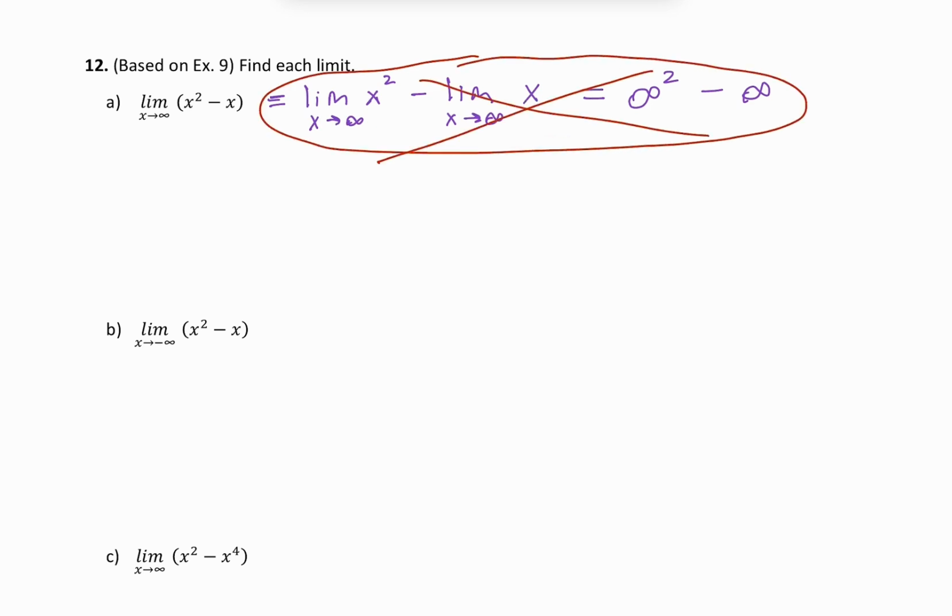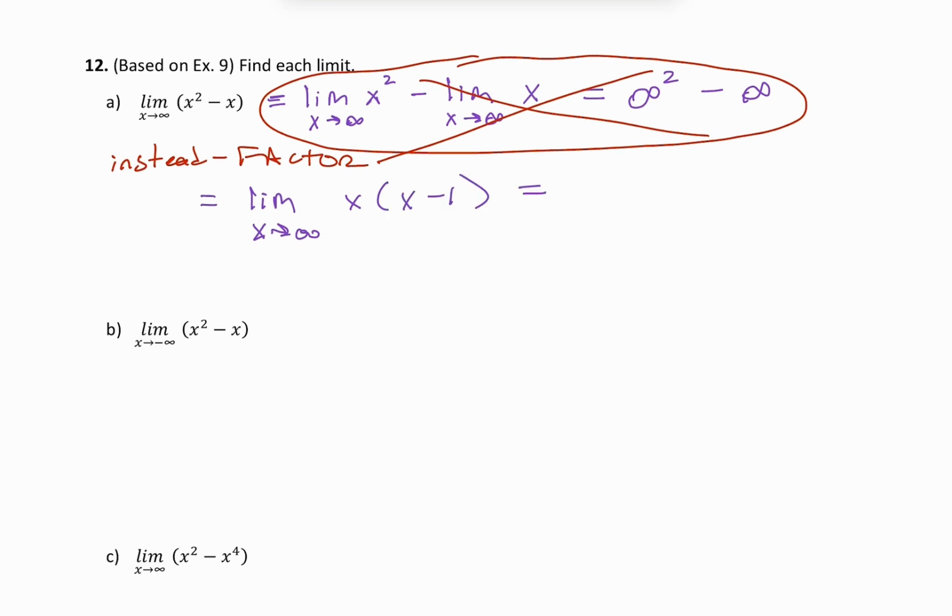So instead, what we will do is factor. So I'm going to put that. So instead, we'll factor. And then we can do a sign analysis on it rather than trying to plug in infinities. So this, we take the limit as x goes to infinity, and we'll just factor x squared minus x. So we get x times x minus 1.